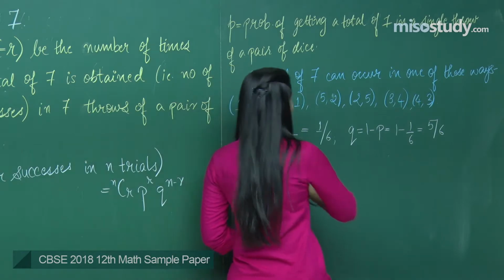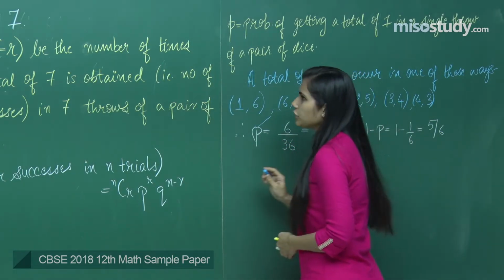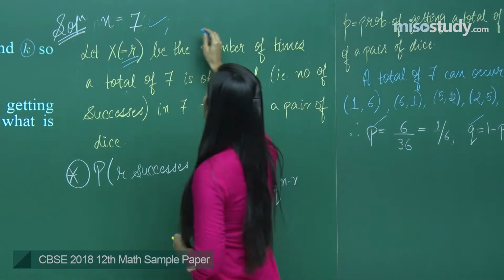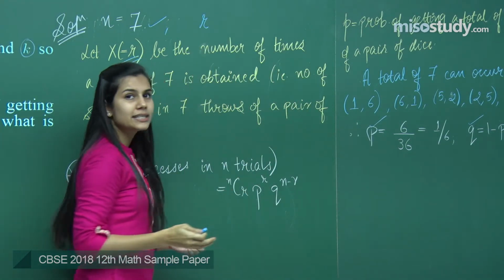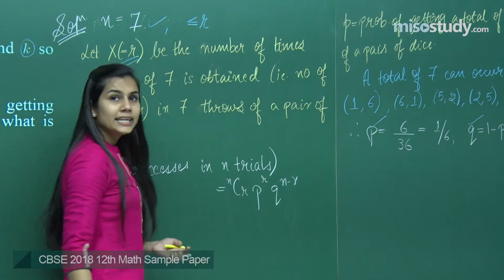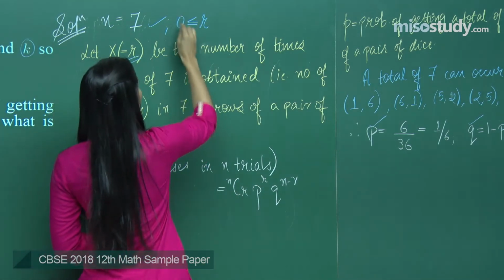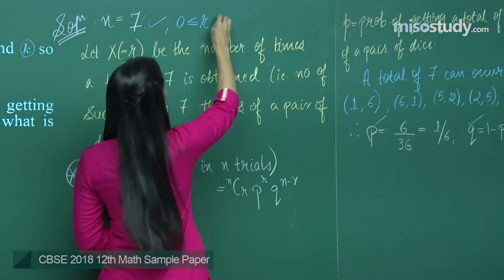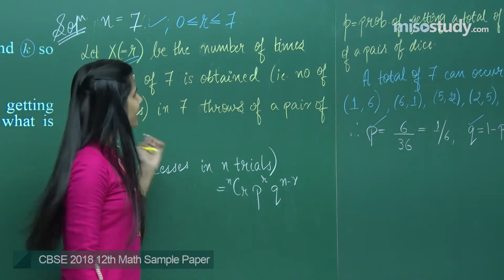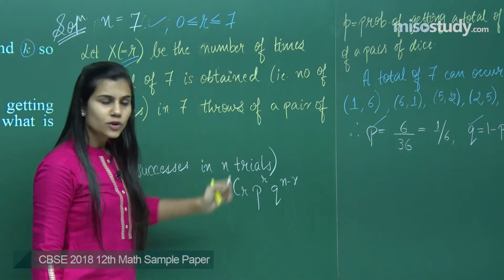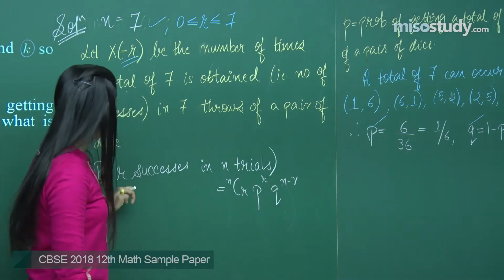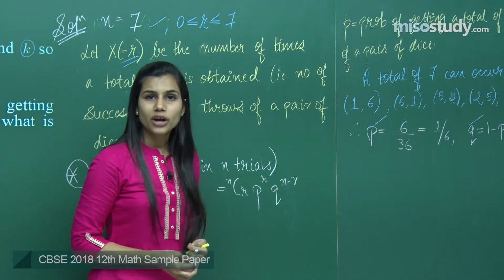Now you have your p, you have your q. You already had your n, you know what is your r. Your r, if your experiment is happening 7 times, either you can obtain success none of the times, or you can obtain success all 7 times. So I know my r for different values of r. I can plug in over here and get the probability of r successes in n trials.